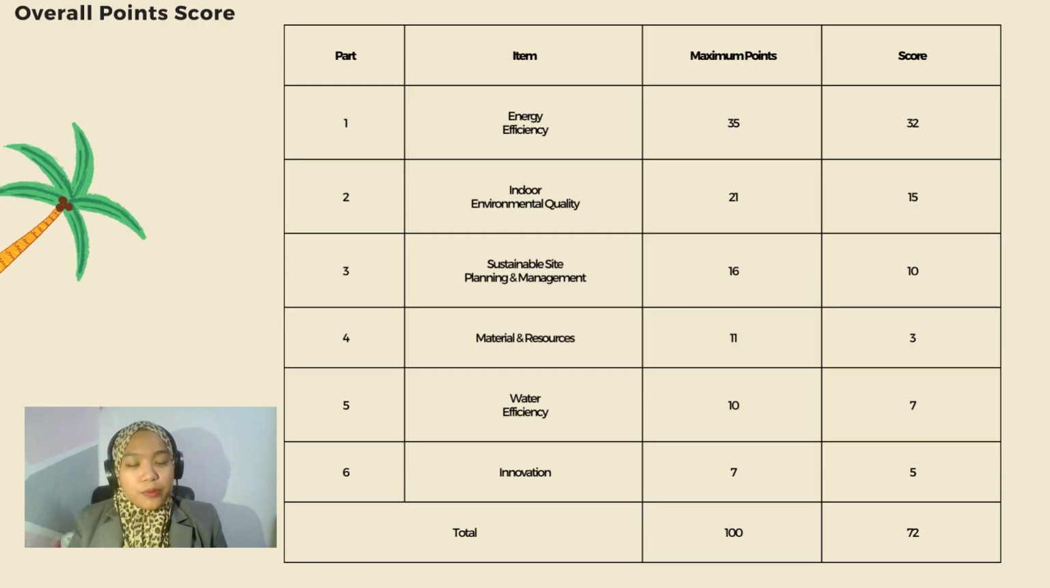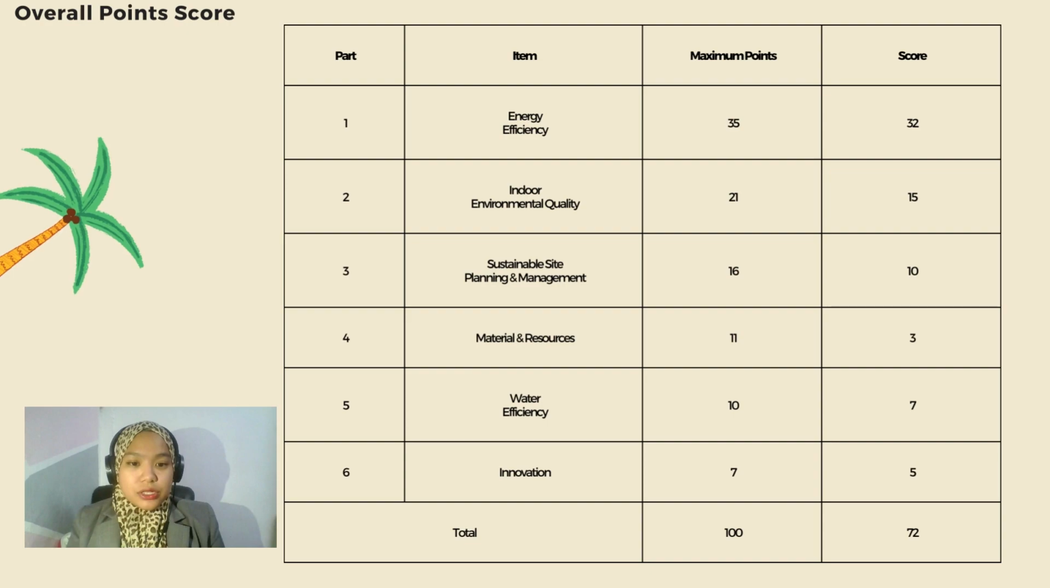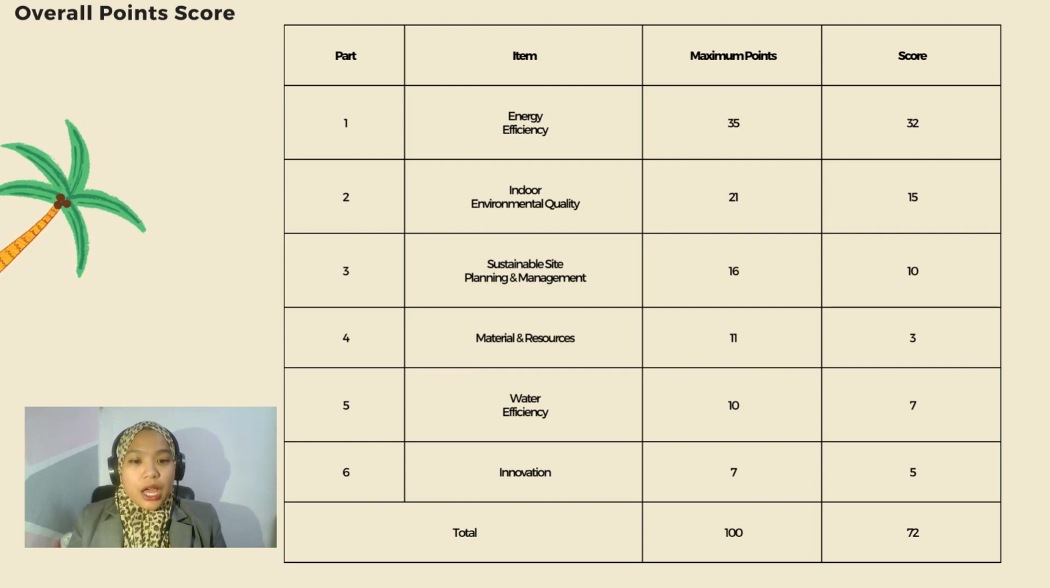So for the overall point score, the items such as energy efficiency, indoor environmental quality, sustainable site planning and management, material and resources, water efficiency, and also innovation for our shop building get a maximum of 100 points. And the result for the score that we get is 72 over 100.